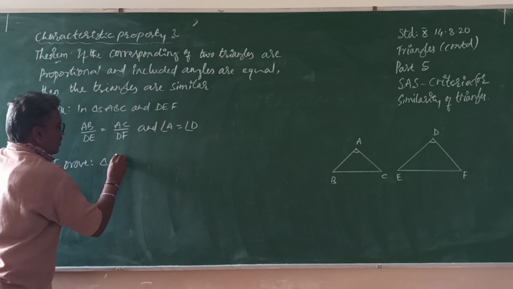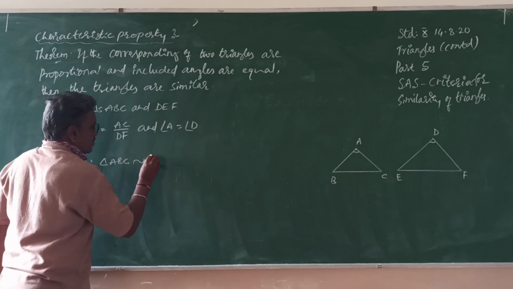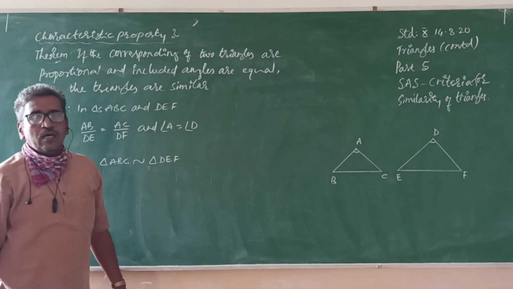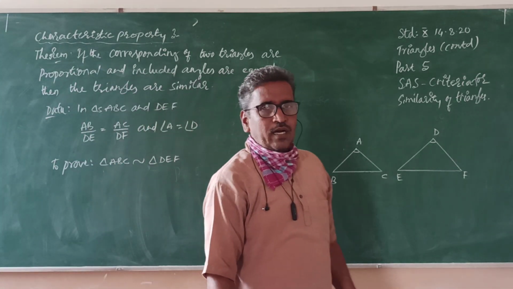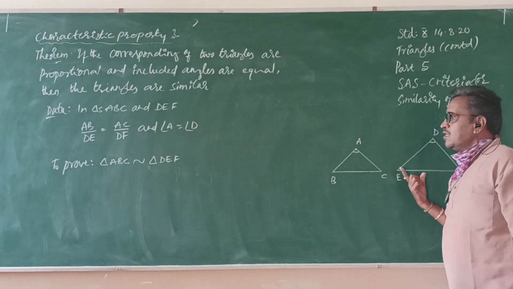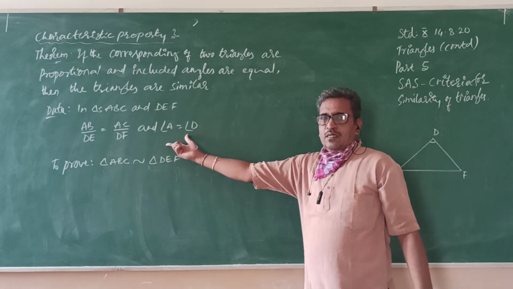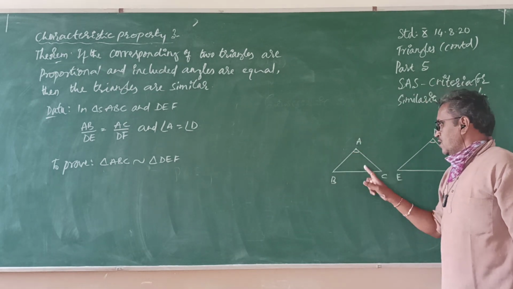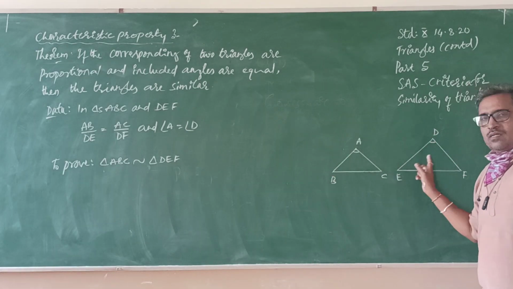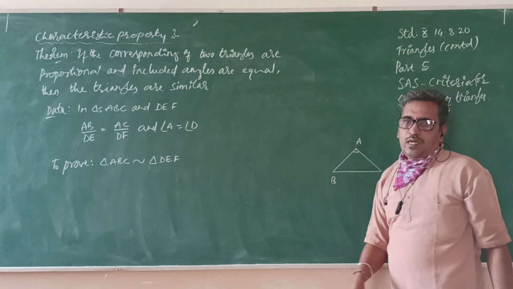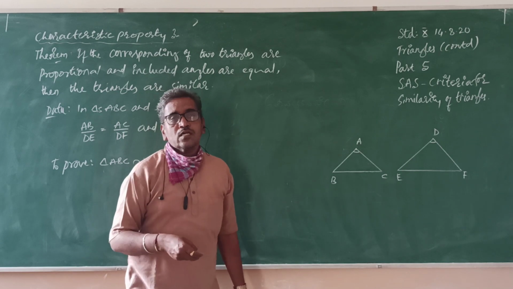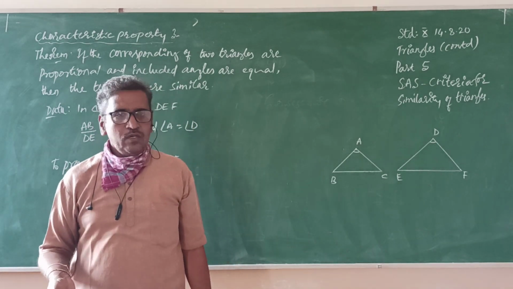Then to prove: triangle ABC is similar to triangle DEF. According to the statement, the first work is to draw a rough figure. Then write what is given: two corresponding sides are in proportion and the included angle is equal. Then what to prove, that is the similarity. This is the first part of the theorem. If it is necessary to construct something to prove, you have to write that construction.